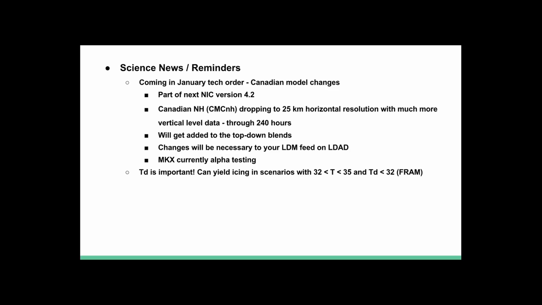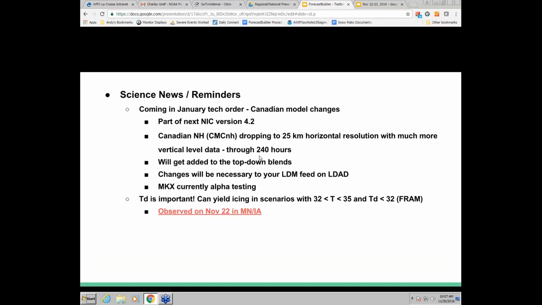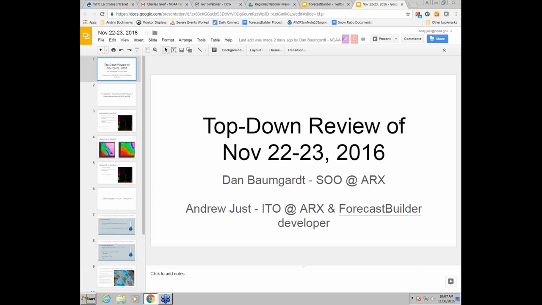Something I think that maybe we've blown off in the past, because with dew point, maybe you don't pay attention to it as much in the wintertime. Well, in this case, it does become important when you have temperatures that are just above freezing and your dew points are below freezing, resulting in a wet bulb that's below freezing, and you get icing. And in fact, I'm going to show you some observations of this that happened on November 22nd.